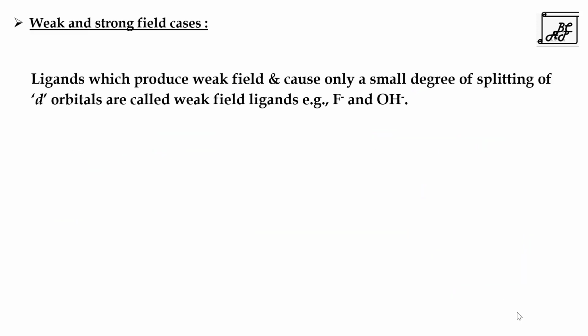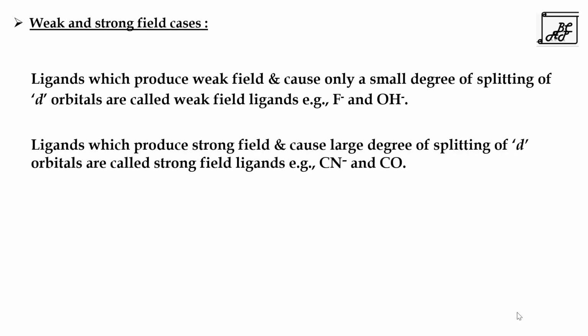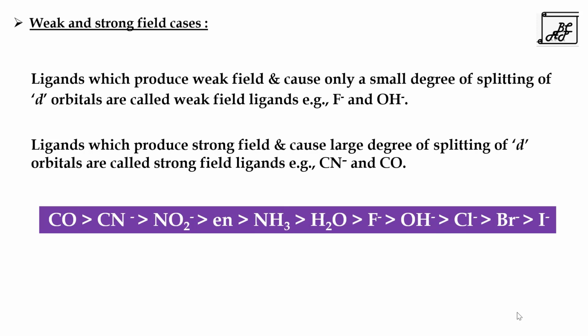Ligands which produce a weak field and cause only a small degree of splitting of d orbitals are called weak field ligands. For example, F-, OH-, chlorine, iodine, these are weak ligands. And the ligands which produce a strong field and cause a large degree of splitting of d orbitals are called strong field ligands. Cyanide, carbonyl, ammonia, these are examples of strong ligands. Don't get confused, we have to remember this series. On the left hand side up to ammonia, these are all strong ligands, and the other ligands on the right hand side are all considered weak ligands.